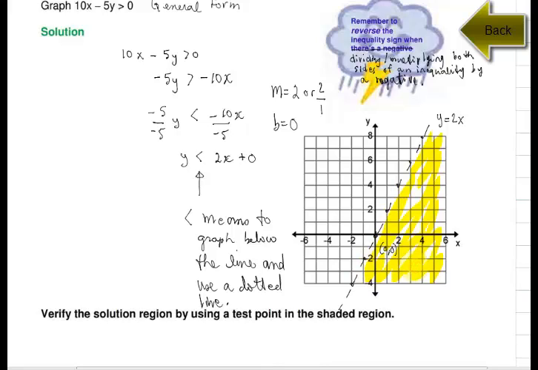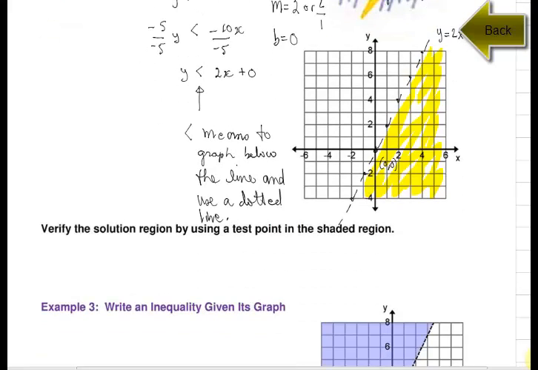Now we want to test to see if that is for sure what our region is. And so we want to pick a test point in our shaded region. Now I'm going to pick one, like I say from before, that's kind of easy to use, right? So I probably want to pick one that has 0 in it. So I'm going to pick this point right here. It's in our shaded region, and it's at 0 and -2. This is my test point.